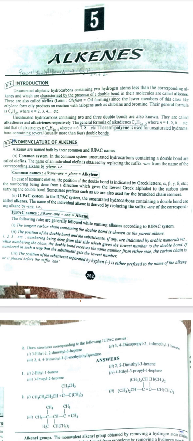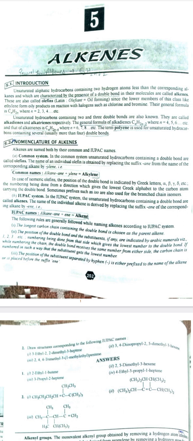IUPAC system. In the IUPAC system, the unsaturated hydrocarbons containing a double bond are called alkenes. The name of the individual alkene is derived by replacing the suffix "ane" of the corresponding alkane by "ene". The following rules are generally followed while naming alkenes according to the IUPAC system. The longest carbon chain containing the double bond is chosen as the parent alkene.